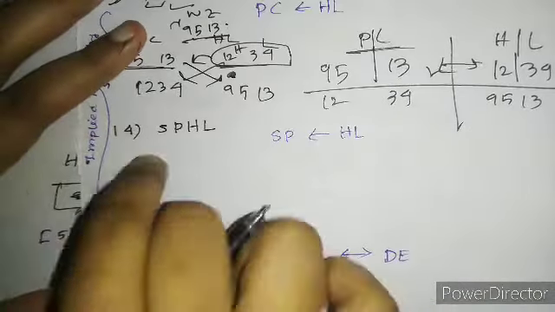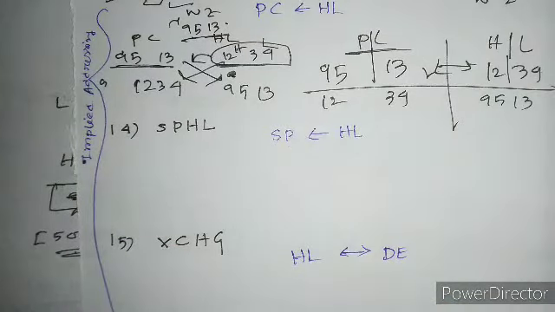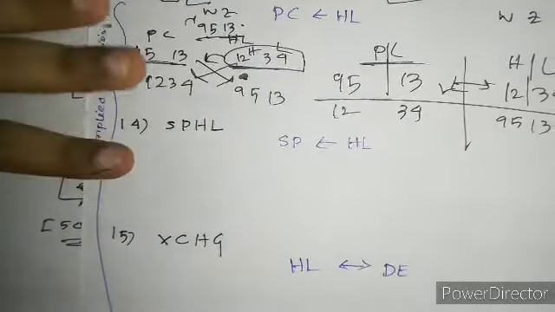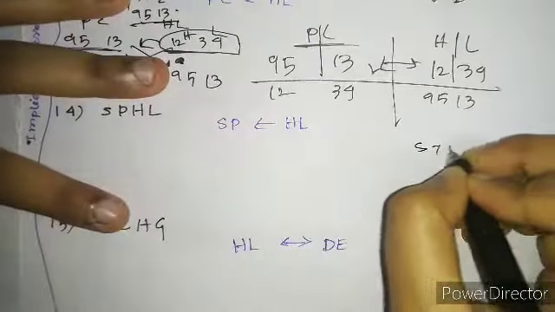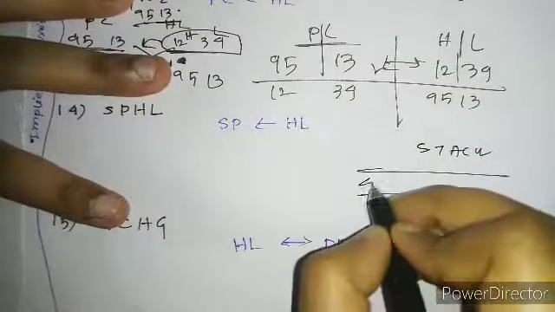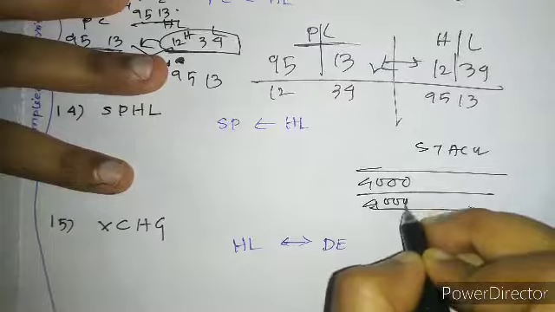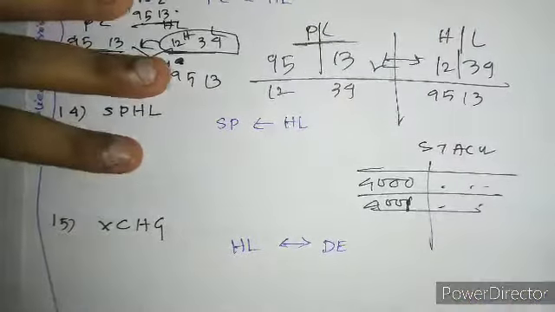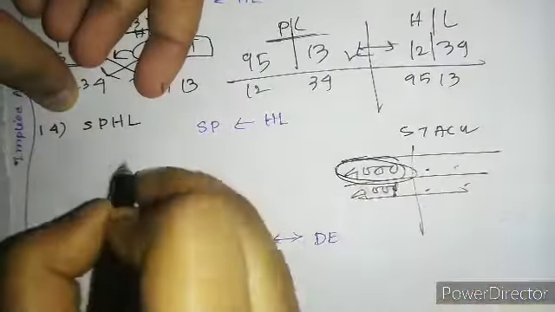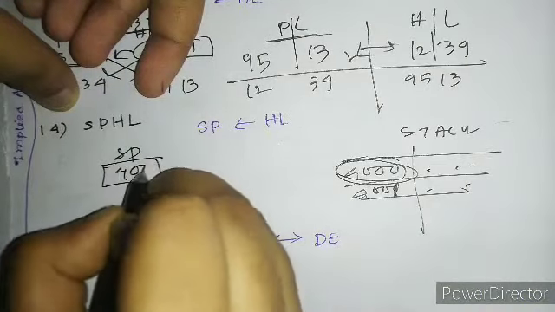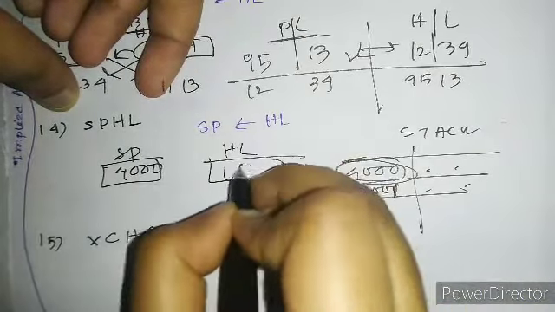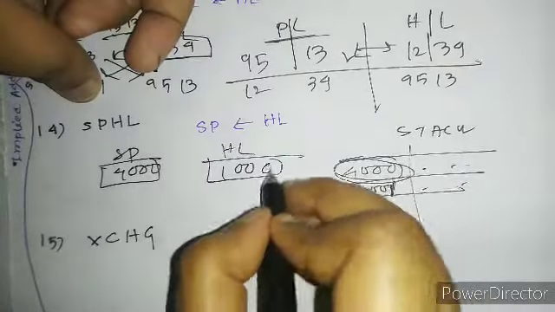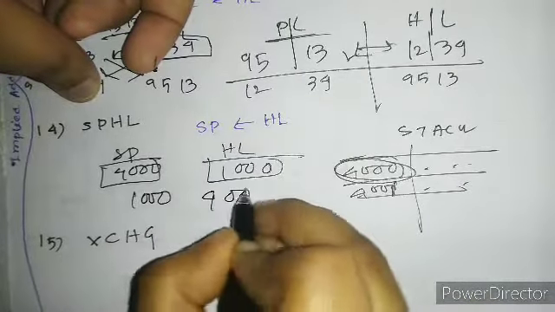Next, SPHL. What is SP? Stack pointer. What does a stack pointer do? It holds the address. Remember this. It holds the address of the top of the stack. So this is the stack, these are the memory locations, and there is some data. So SP will hold the top address. Suppose SP has 4000 and HL has something, maybe 1000. After SPHL, it will become 1000 and 4000.